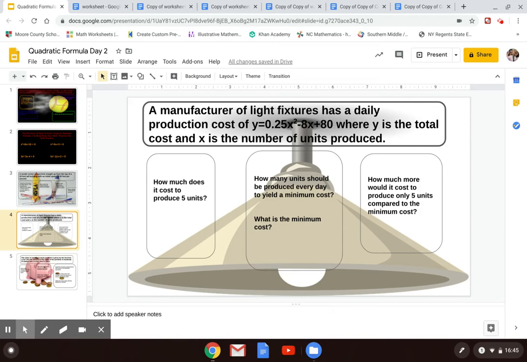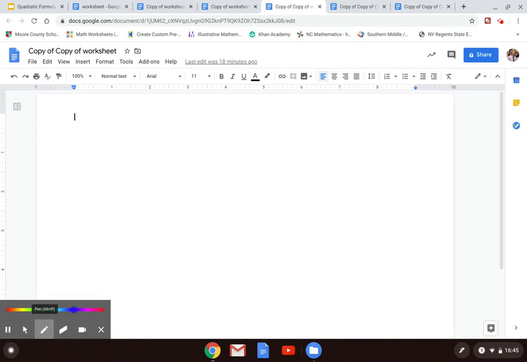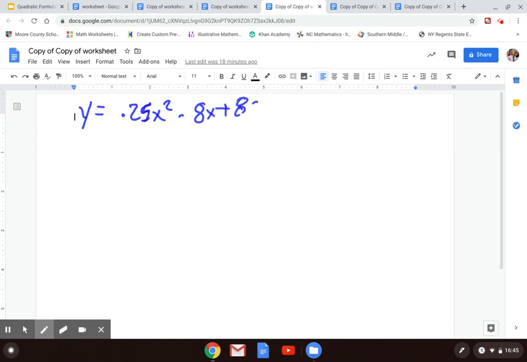Okay, well, if we're looking at how much it costs to produce 5 units, we are simply going to substitute 5 into the function every place we see x. So what we're going to do then is, if we look at our basic function, which is y equals 0.25 times x squared minus 8x plus 80, all I'm going to do here is just simply put the 5 every place I have an x.